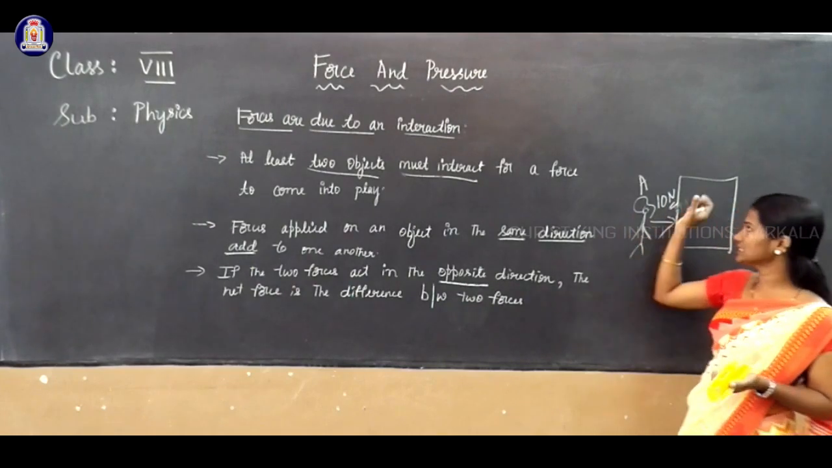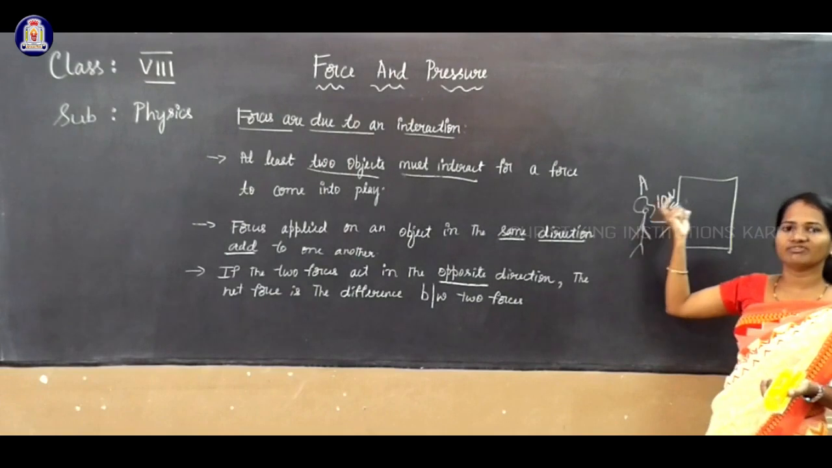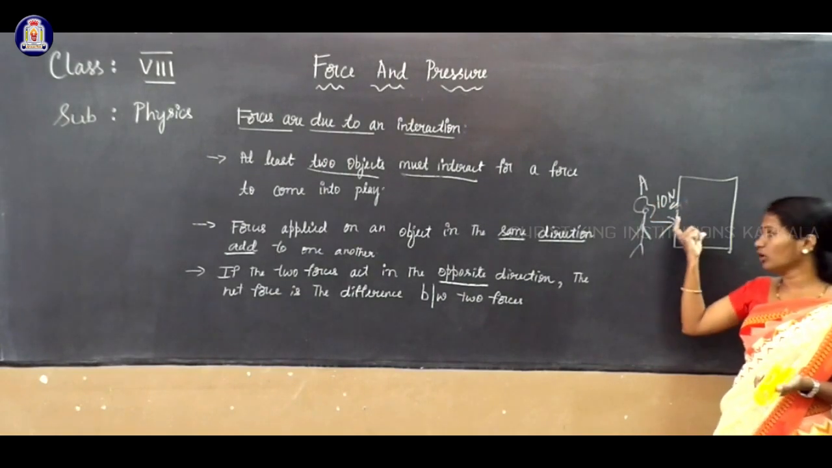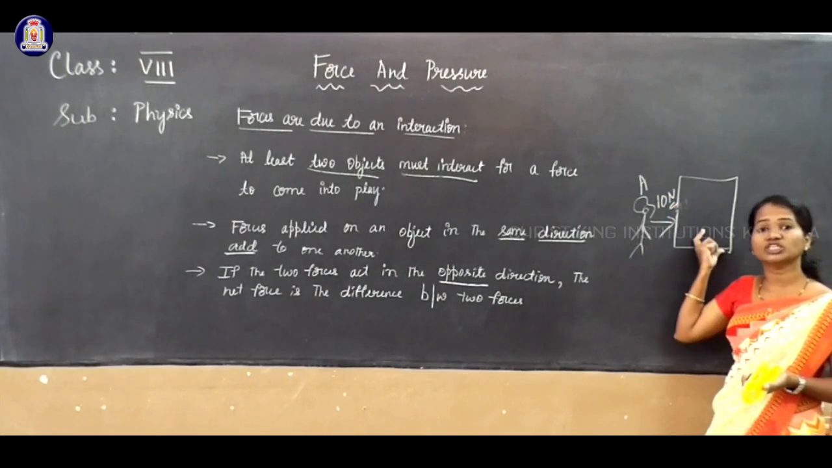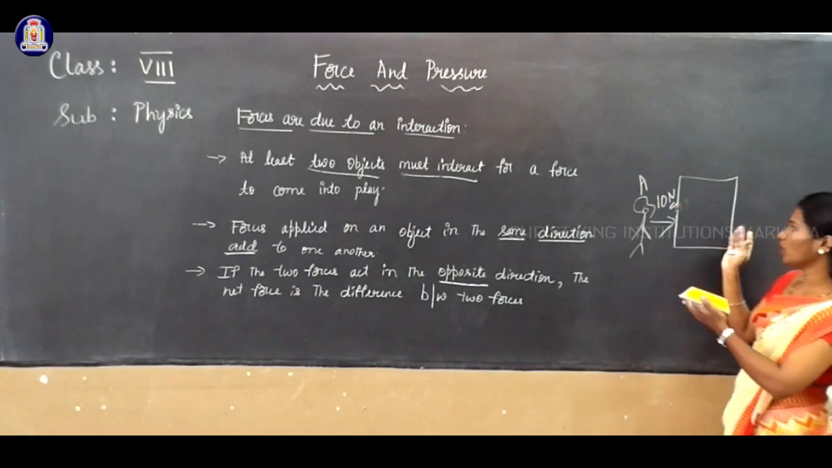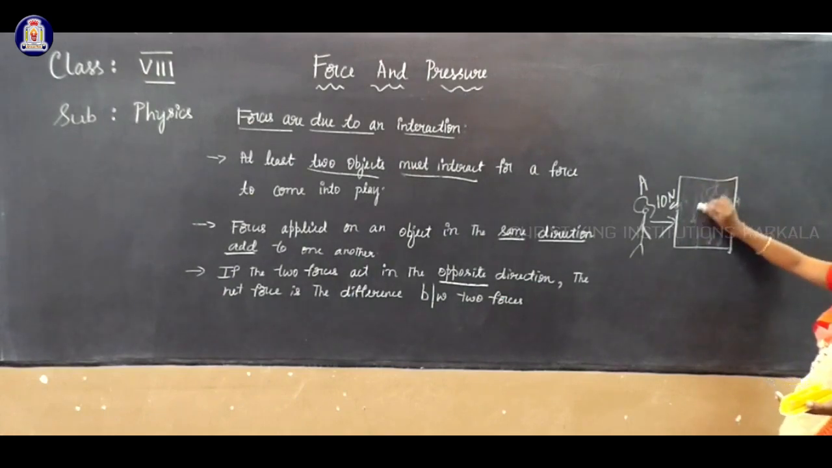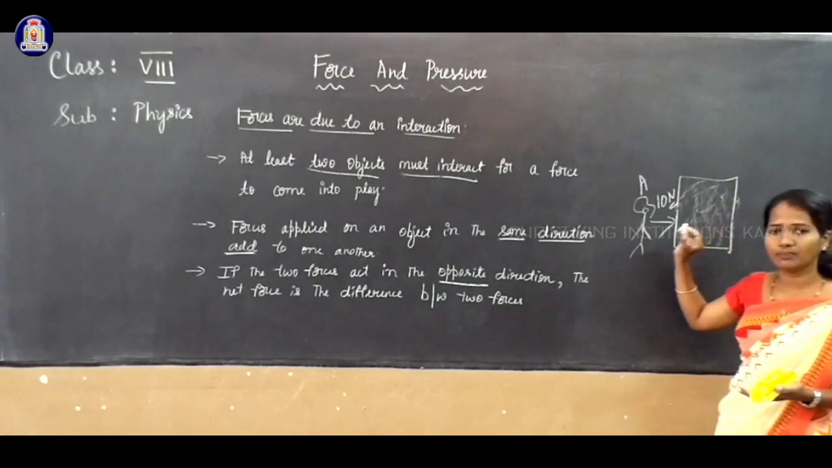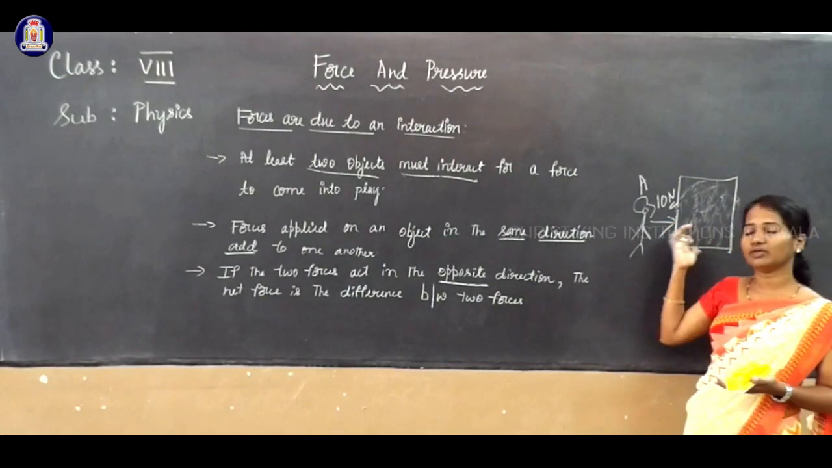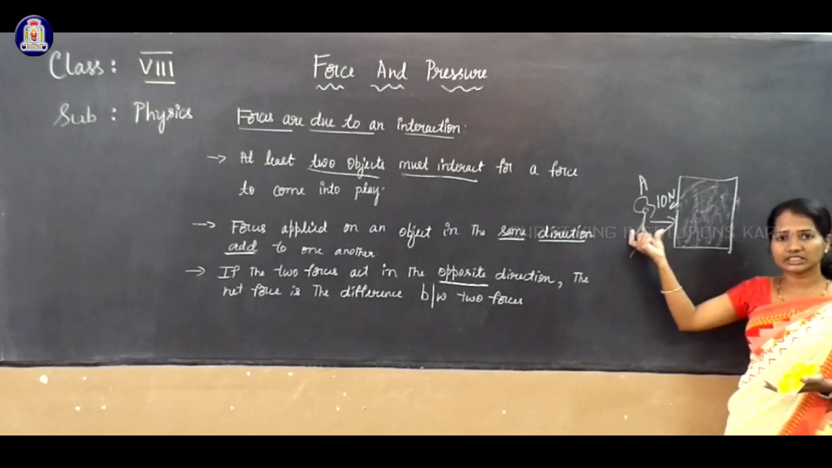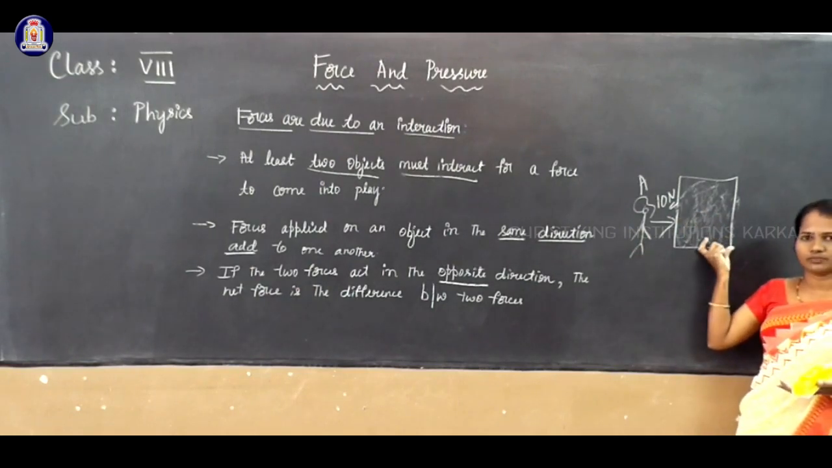Consider now he is applying some force, and I am taking this force as 10 Newton of force. He is applying it and he wants to shift this box. But this force is not enough to shift the box because this box is full of books and many things. So this box is very heavy. Because that box is very heavy, the force applied by this person is not enough to shift it.